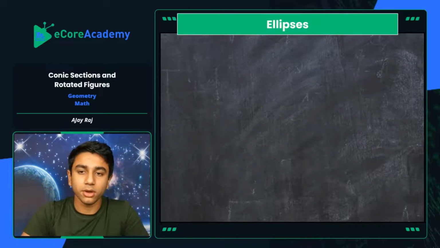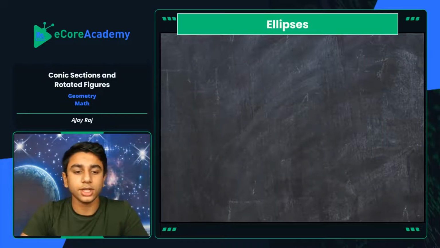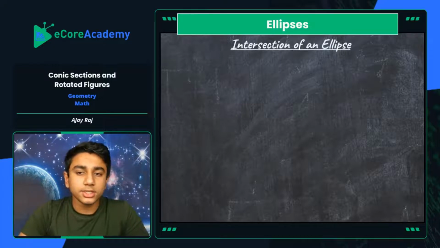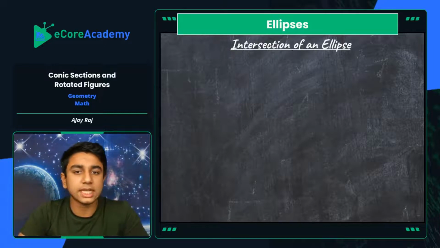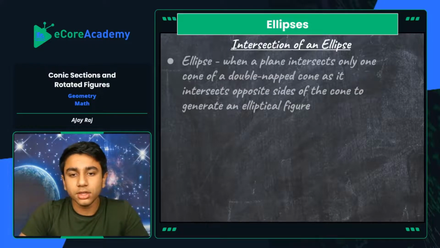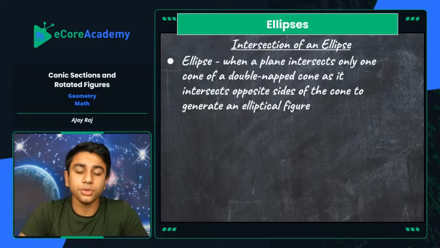All right, now moving on, keeping a good pace here, just trying to get you guys into this and really thinking. So the next slide that we have here is our intersection of an ellipse. An ellipse, I'm pretty sure many of you have heard of, but what exactly defines an ellipse? An ellipse is when a plane intersects only one cone of a double-napped cone, just like a circle and a parabola, and it intersects opposite sides of the cone to generate an elliptical figure. And I'll show you exactly what that means.